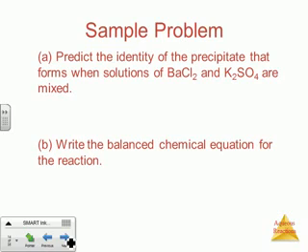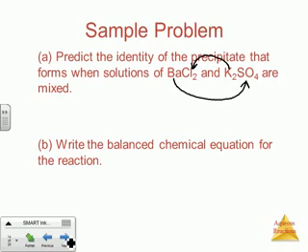For a double replacement reaction, we want to predict the identity of the precipitate that forms when solutions of barium chloride and potassium sulfate are mixed. Okay, so we know first off the barium's going to go with the sulfate because the positively charged always goes with the negatively charged, the cation goes with the anion, and then the potassium's going to go with the chloride, okay? Now, we should be able to figure out which ones are soluble right away by remembering which ones never precipitate.